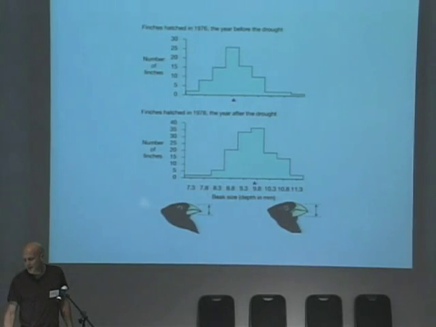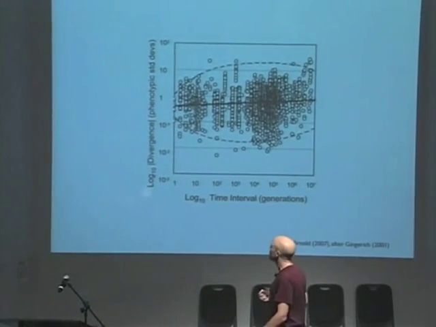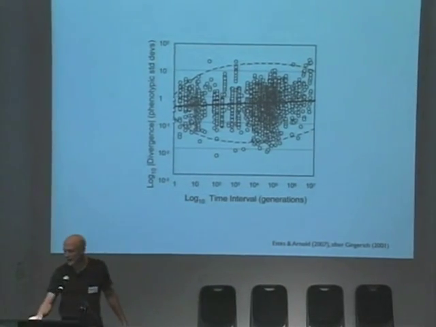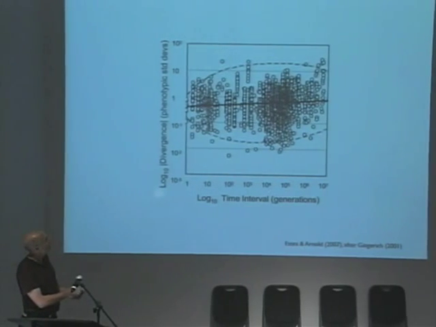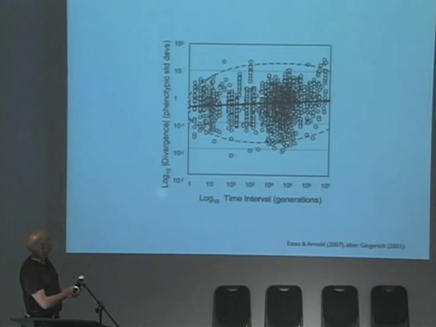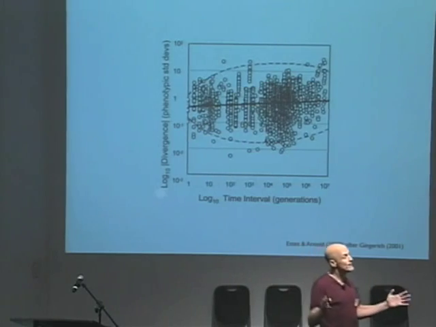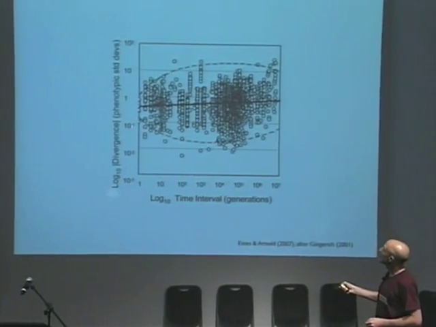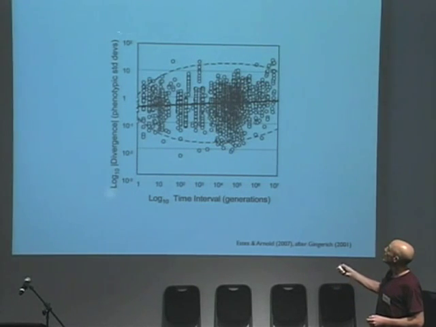And surprisingly, they don't do that more often in the following sense. These are data that were compiled by Gingrich, regraphed here by Estes and Arnold. What you see along the horizontal axis is the time difference between two observations of a trait in a species. This is a log scale, so there's 1 generation, 100 generations, 10,000, and 10 million generations. The vertical axis is the amount of evolutionary change between those two observations measured in phenotypic standard deviations. Again, on a log scale, there's 1 phenotypic standard deviation of change, 10, and 100.